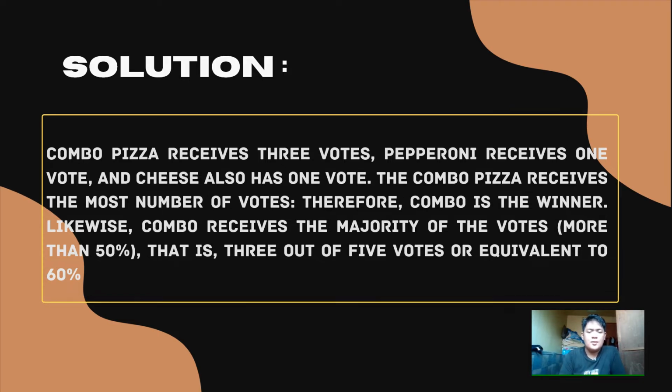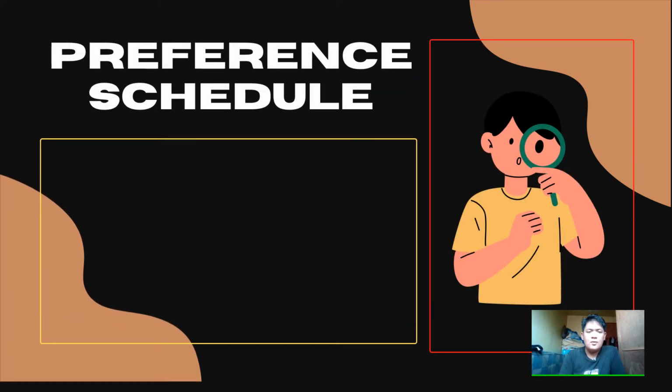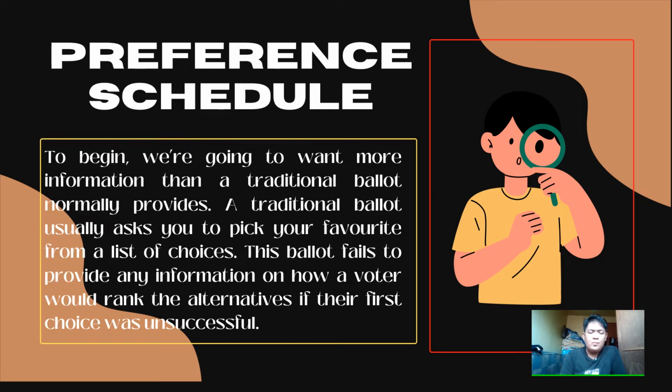Okay, next, what is the preference schedule? To begin, we're going to want more information than a traditional ballot. A traditional ballot usually asks you to pick your favorite from the list of choices. This ballot fails to provide any information on how a voter would rank the alternatives if their first choice was unsuccessful.